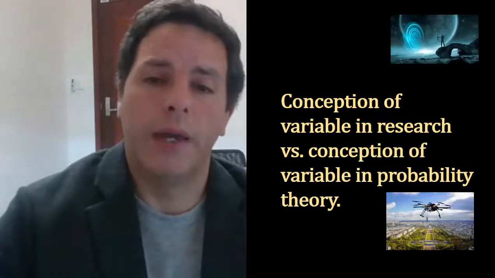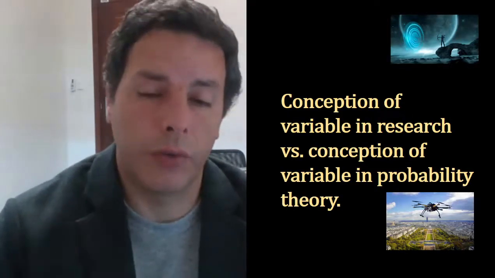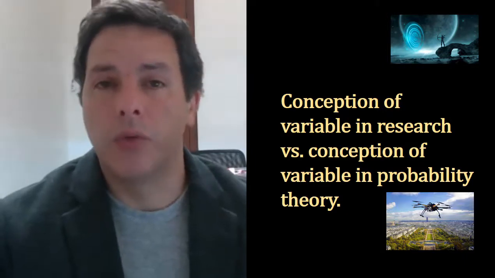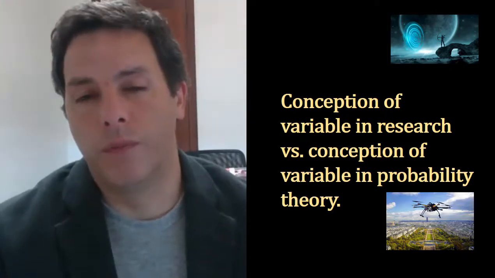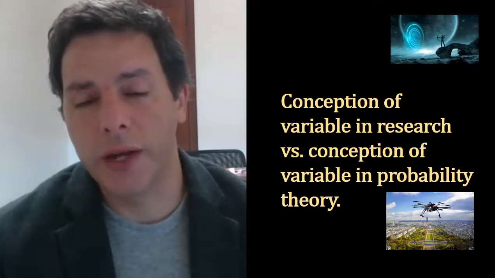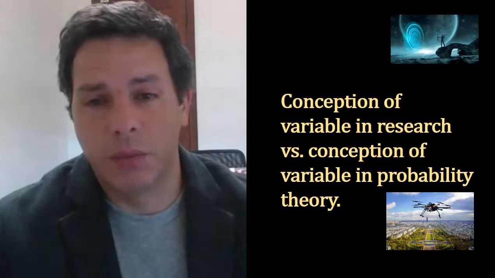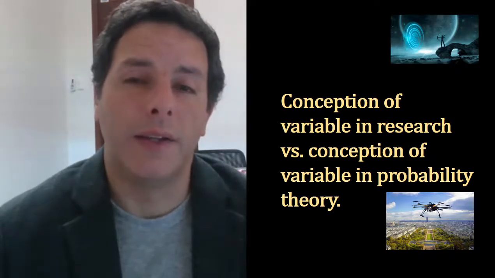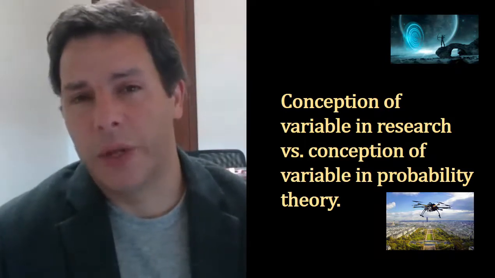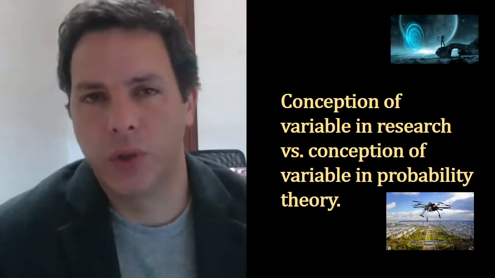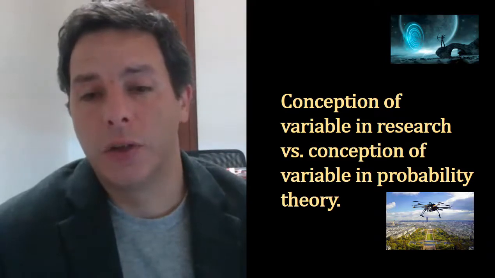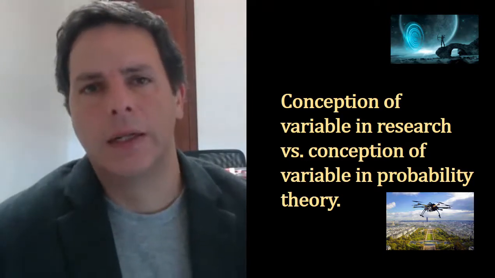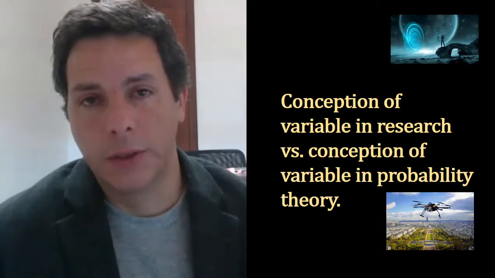Random variables. The main issue here is the differentiation between the concept of variable in research and science and the concept of variable in probability theory. In research and science, a variable is a characteristic of something that can take many values. In probability theory, a variable is a random variable and is the outcome of an experiment. But by experiment, we mean not the type of experiments we run in science, but a random process, which could be tossing a coin, rolling a die, playing the roulette, or observing a drone landing in a city.